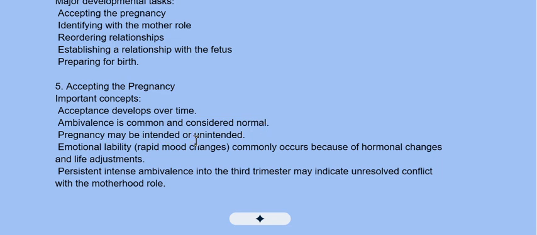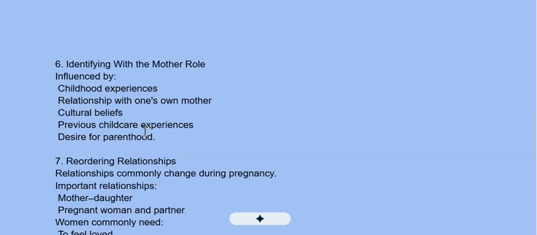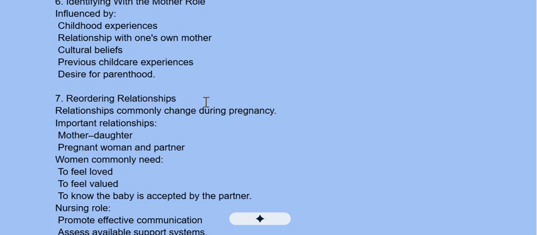Pregnancy may be intended or unintended. Emotional lability: rapid mood changes commonly occur because of hormonal changes and life adjustments. Persistent, intense ambivalence into the third trimester may indicate unresolved conflict with the motherhood role. 6. Identifying with the mother role is influenced by childhood experiences, relationship with one's own mother, cultural beliefs, previous childcare experiences, desire for parenthood.